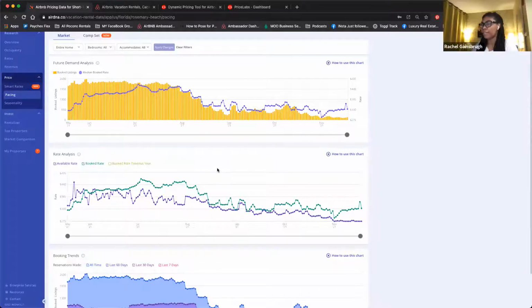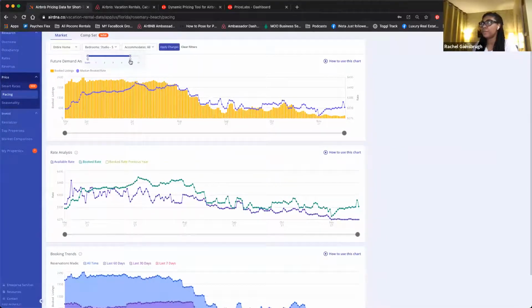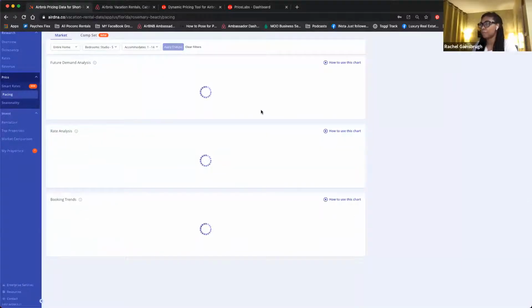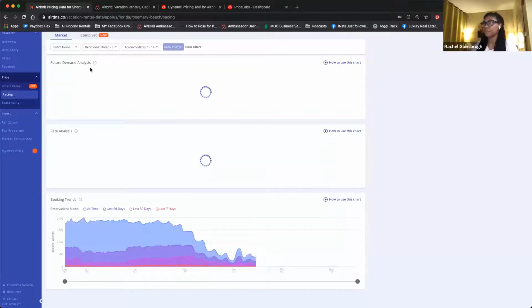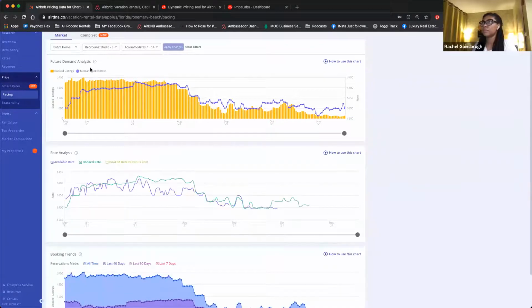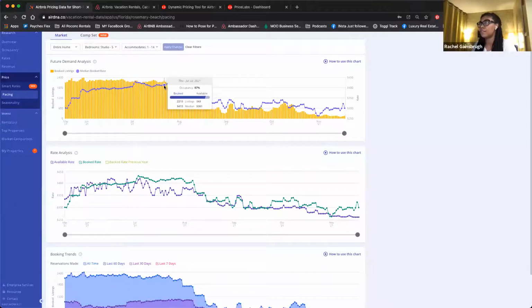Next we're looking at pacing. So pacing again, this is 6 month data and you can filter to your number of bedrooms, entire home, accommodates. I don't remember if we said accommodates 14 or 16. And we'll just look at the future demand analysis. All right. Okay, so let's look in here, for instance. I'll just pick a random day.